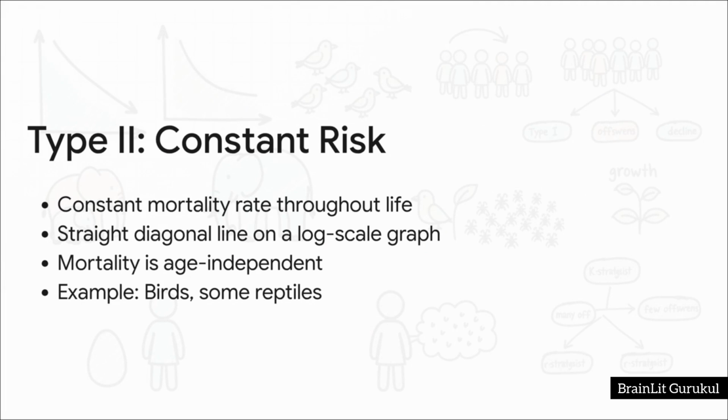See how it's just a straight diagonal line? That represents a constant risk of death throughout an organism's entire life. For something like a bird, the danger of a predator is just as real on its 10th day as it is on its 1000th. Basically, death can come at any time, regardless of age.